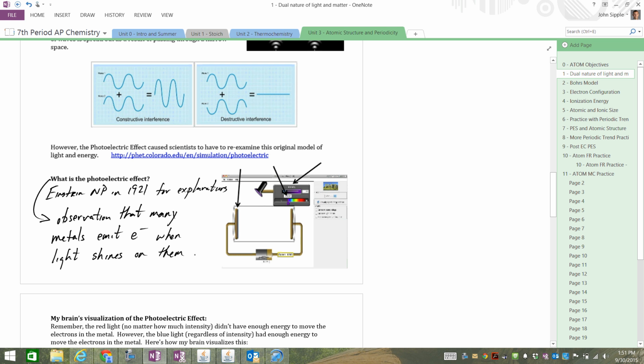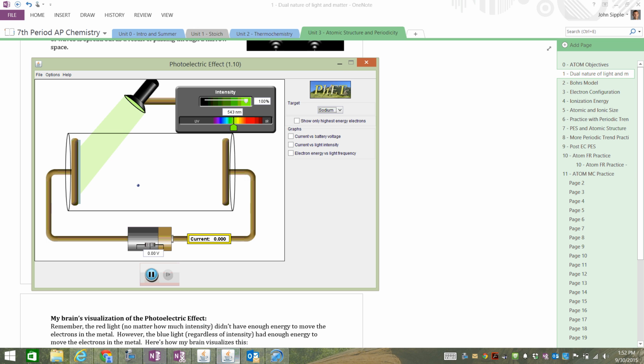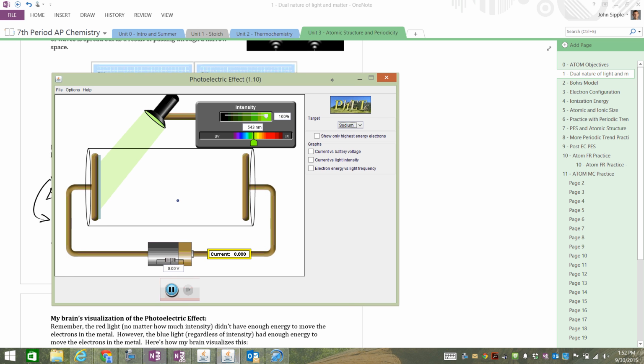So the photoelectric effect is basically we take a piece of metal in a vacuum, shine light on it, and it runs a current. That means it's moving electrons. That was mind-blowing. They didn't know what was going on, but then Einstein came up with this whole idea, and we'll get into that a little bit. Let me show you an example of the photoelectric effect. Let me see if I have it here. Yeah, okay, here's my photoelectric effect.